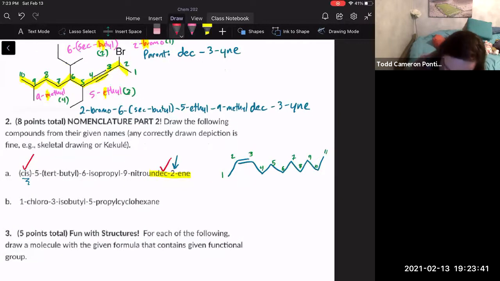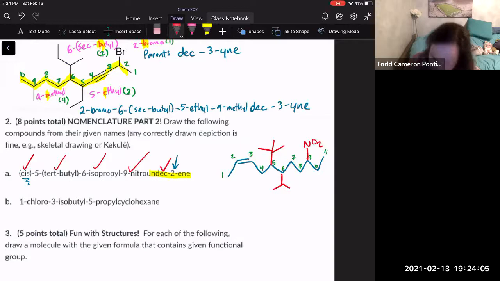So 5-tert-butyl, I'm gonna go to 5, and the tert-butyl kind of looks like a T, or kind of looks like a chicken foot. That's taken care of. 6-isopropyl, isopropyl looks like a Mercedes-Benz sign or a peace sign. That's taken care of. And then 9-nitro, nitro is just an NO2, that's taken care of. So let's see, everything is good. We're done. That's all we have to do here.